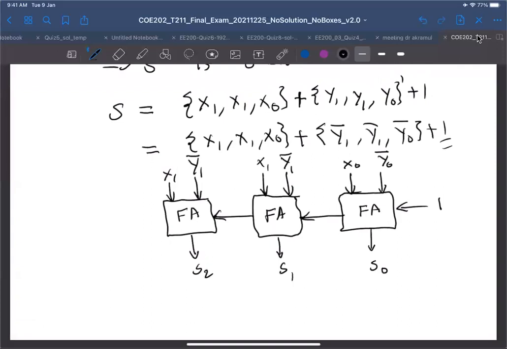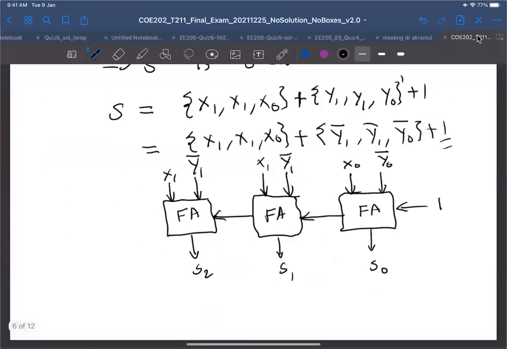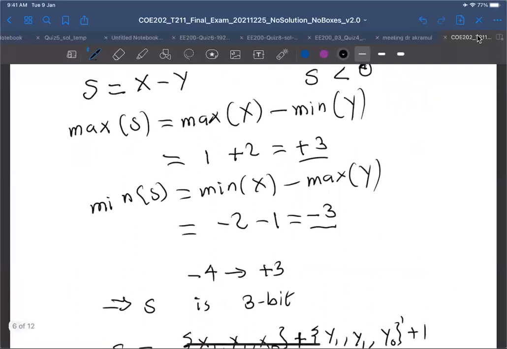Now your less than. Let's define less than to be 1 if X is less than Y. This means that X minus Y, which is the difference S, is less than 0. And when does this happen? When the sign bit is 1. So this is your sign bit here, and it is equal to less than. You notice that your circuit ranges from -3 to +3. It cannot reach -4.